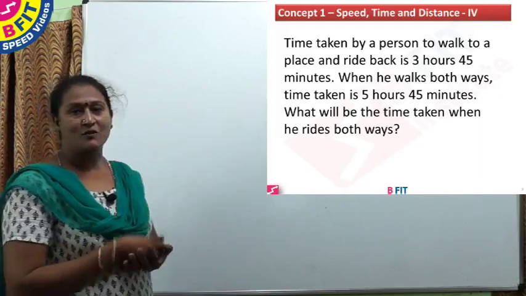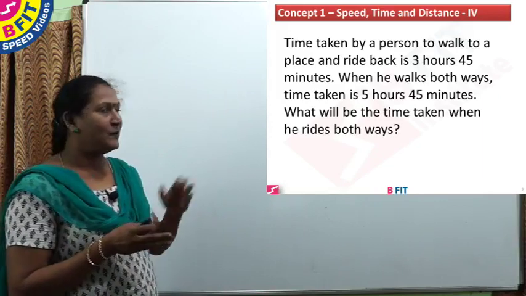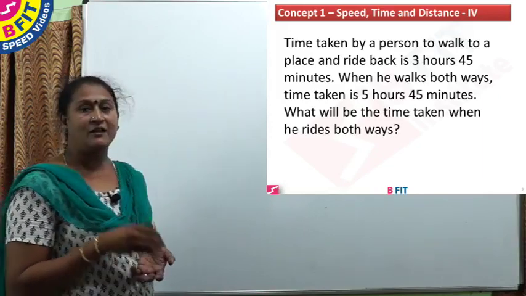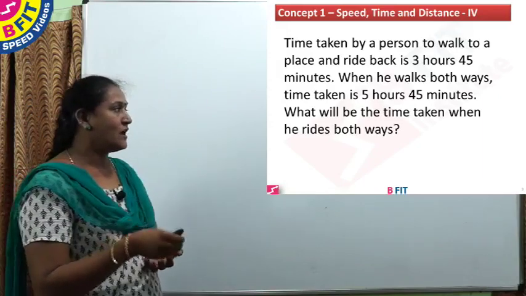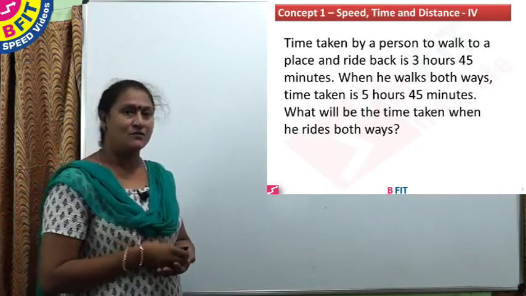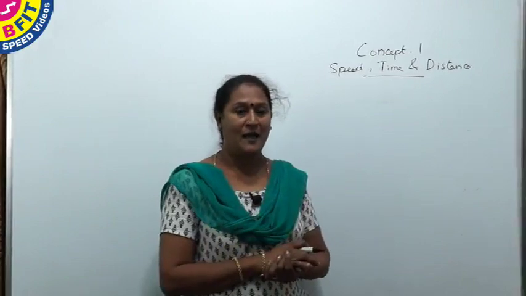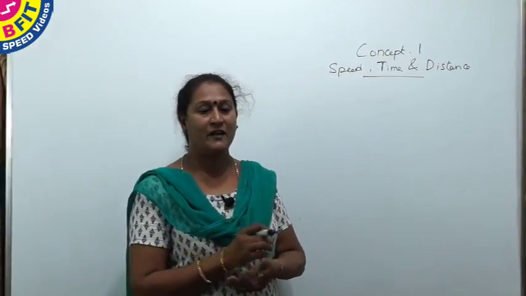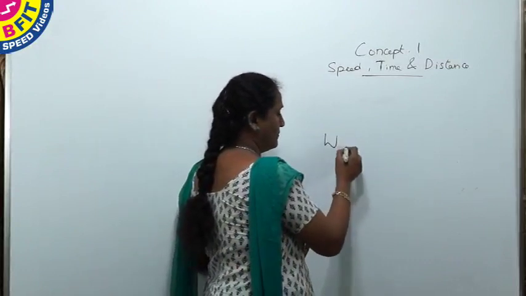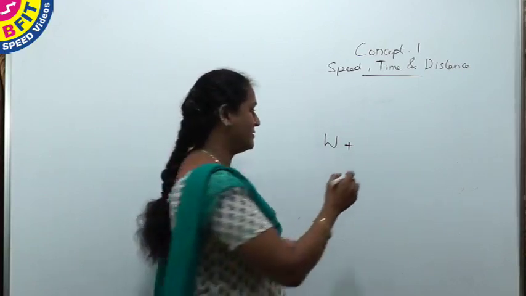So when he walks both ways, speed is less. Whenever speed is less, time will be more than walking and riding back. So two ways walking, he takes 5 hours 45 minutes. So you are asked to find what is the time taken when he rides both ways. So we'll see the working of this question. So here walking and riding back, he takes 3 hours 45 minutes.